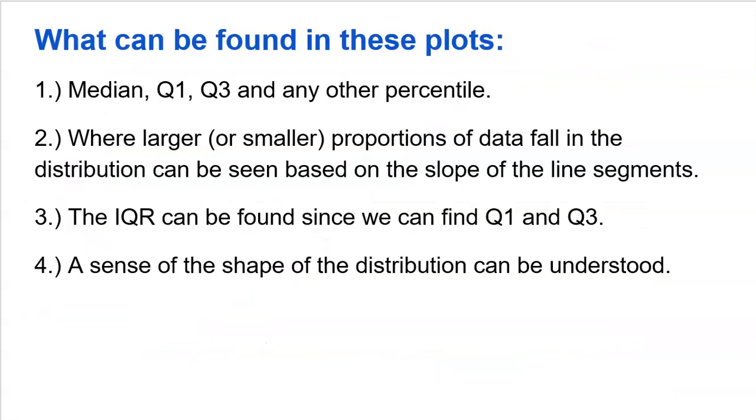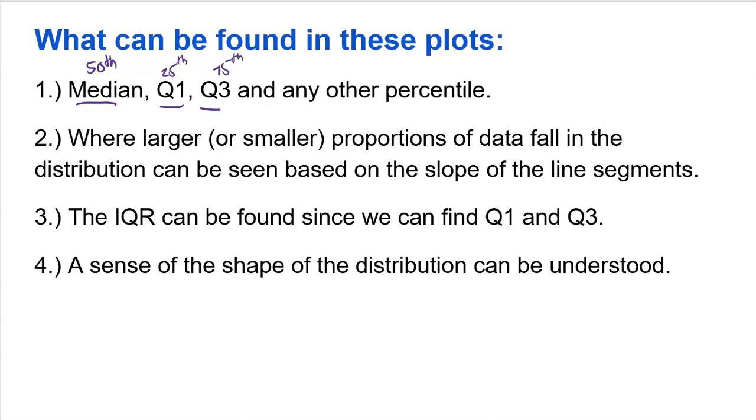So what are some things that we could find in these plots? Well, we know that the median, Q1 and Q3 are also known as percentiles. The median is the 50th percentile, 50% below. Q1 is the 25th percentile, 25% below.